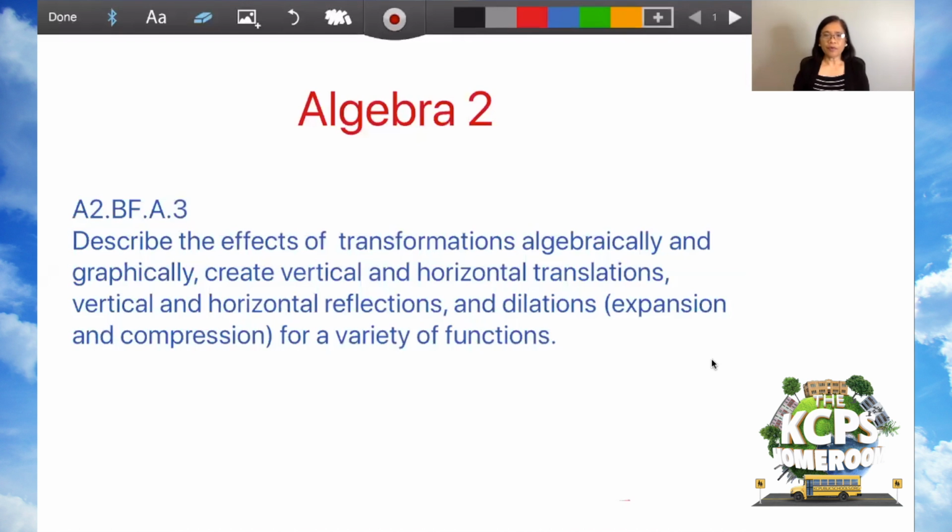Today we're going to focus on this standard in Algebra 2, A2.BF.A.3, which is describe the effects of transformations algebraically and graphically, create vertical and horizontal translations, vertical and horizontal reflections, and dilations, namely expansion and compression, for a variety of functions. Before we start, please be ready with your notebook and your pen.